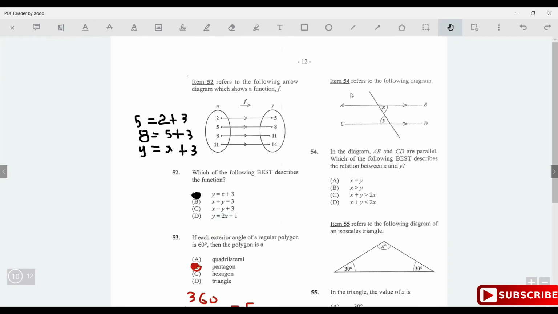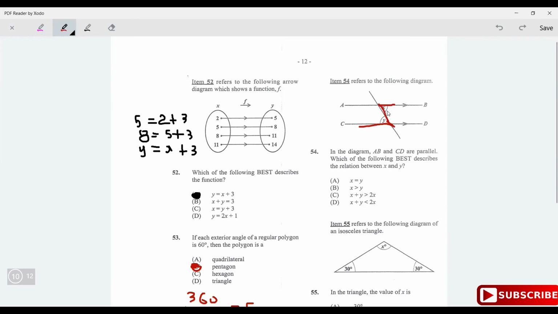All right. This right here gives us two parallel lines and a transversal line. And it says, what is the best relationship between X and Y? X and Y are equal by alternate Z angles. By alternate Z angles, X and Y are equal. Easy question. Soft.